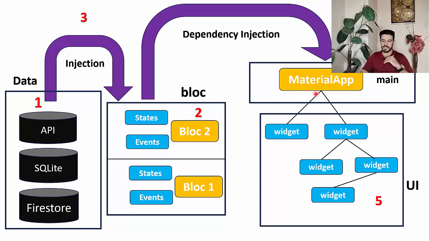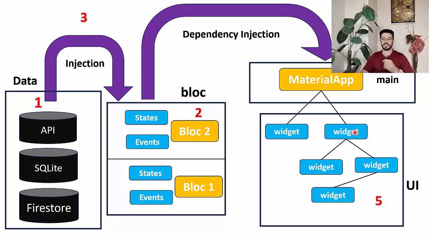So here I can inject the bloc, because all the widgets here need to access the data from the bloc, the states inside the bloc. To do that, I don't need to create another object for each widget. That is a very, very wrong way. It is a big mistake.